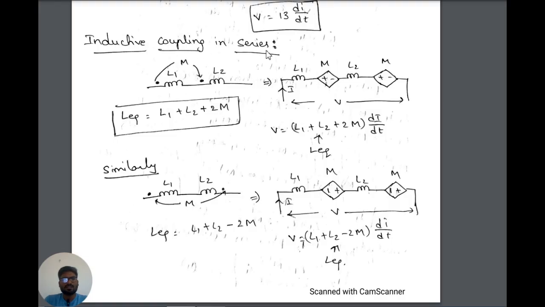Inductive coupling in series circuit. As we know, if two inductors are connected in series, then the equivalent inductance will be L1 plus L2 plus 2M. You can see this equivalent diagram. Similarly, if the dot is placed here and another dot is placed at the leaving end, then the equivalent inductance will be L1 plus L2 minus 2M.